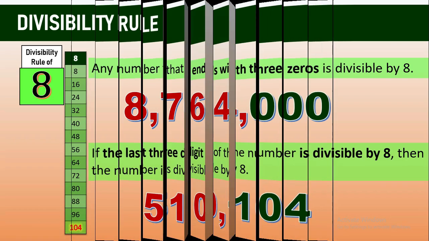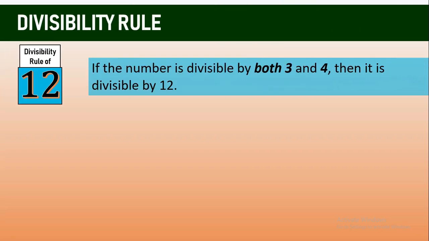Now, let's move on to the divisibility rule of 12. If the number is divisible by both 3 and 4, then the number is divisible by 12. Naalala nyo yung divisibility rule ng 6? Diba kung ang number ay nadi-divide ng 2 at 3, nadi-divide rin siya ng 6. So, dito naman sa 12, kung ang number ay nadi-divide ng 3 at 4, nadi-divide din siya ng 12. Kasi nga, 3 times 4 is 12. Diba? Yun yung idea. So, let us have an example.